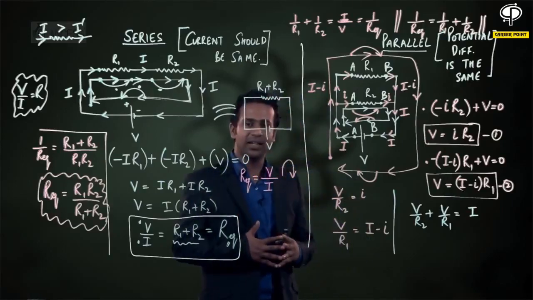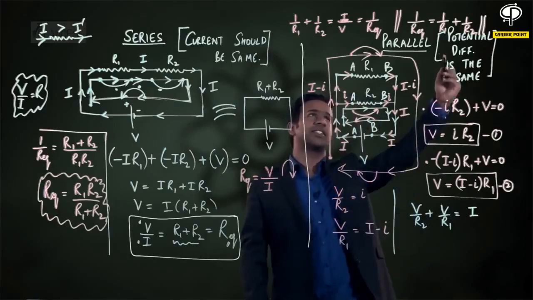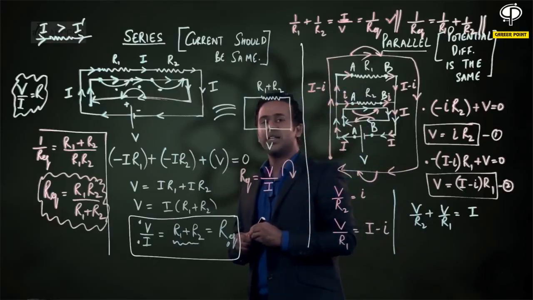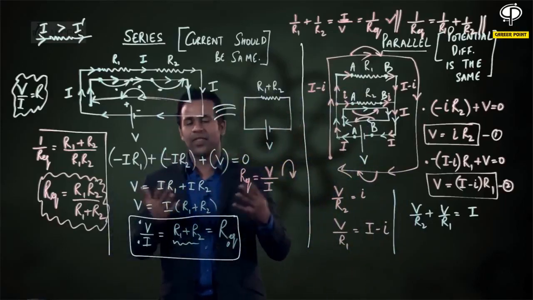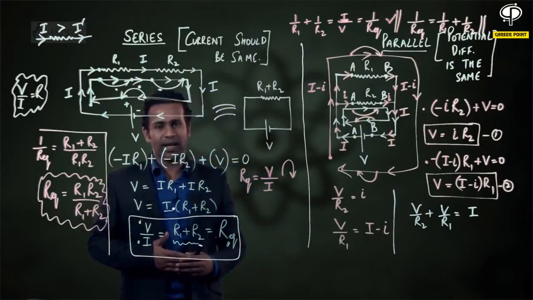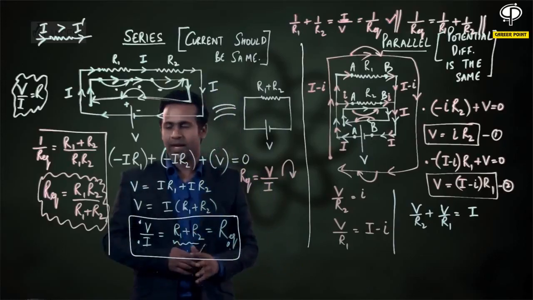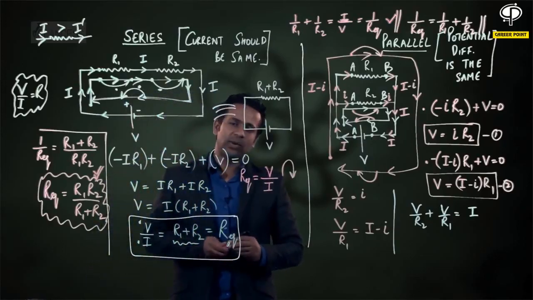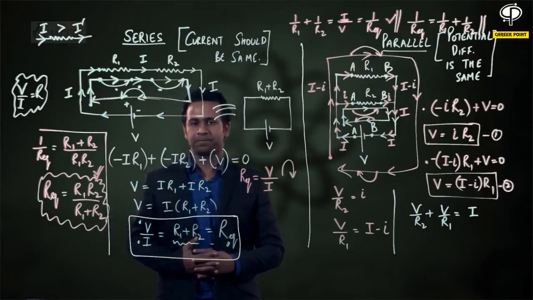And when they are in parallel, the resistance can be given by either of the two expressions. One is that 1 by R equivalent is equal to 1 by R1 plus 1 by R2. The other form is that R equivalent is equal to R1 R2 upon R1 plus R2. This form makes it simpler to calculate, so I would suggest that you remember it in this form.